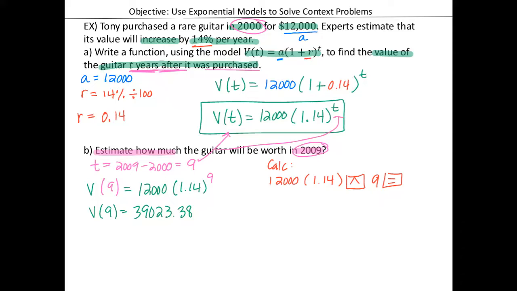All right, so we got 39,023 with 38 cents. So we're talking about money, so that's why I rounded to the hundredths place, because it's like our cents, the 38 cents. So we have the guitar would be worth about $39,023.38. Okay, so we have to write our sentence conclusion.